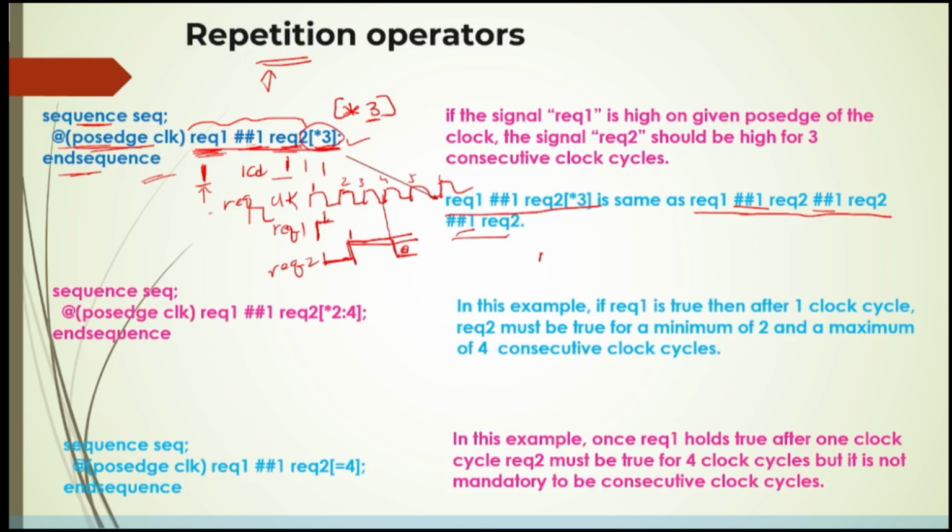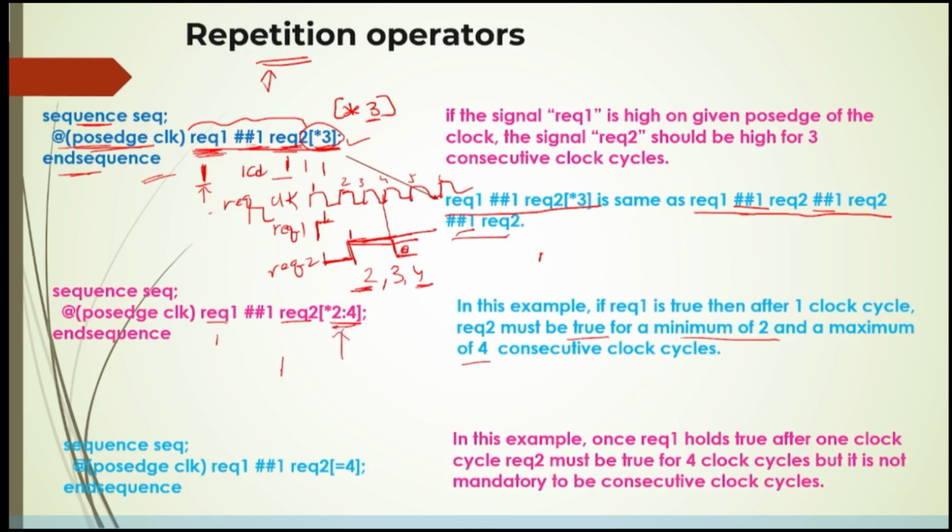Now you can give it in a range also. Here, request 1 will be high, then request 2 should be high within 2 to 4 clock cycles. That means you are giving the range. It must be true for a minimum of 2 and a maximum of 4 clock cycles. That means either 2 clock cycles it should be high, or continuously 4. Within 2, 3, 4 clock cycles, at least it should be high for 2 clock cycles, and at most it can be high for 4 clock cycles. Clear? So this is the range I am giving.